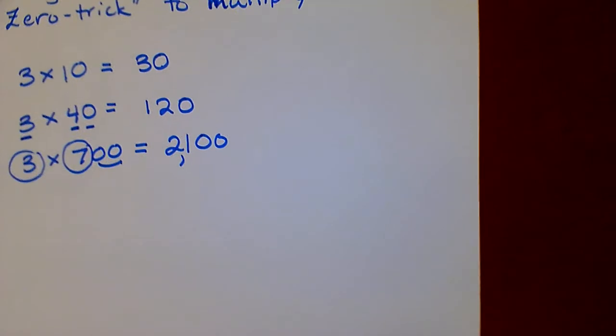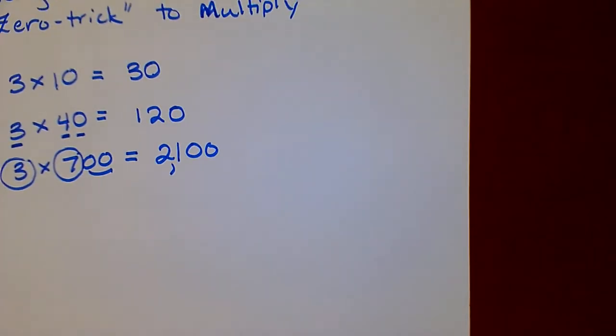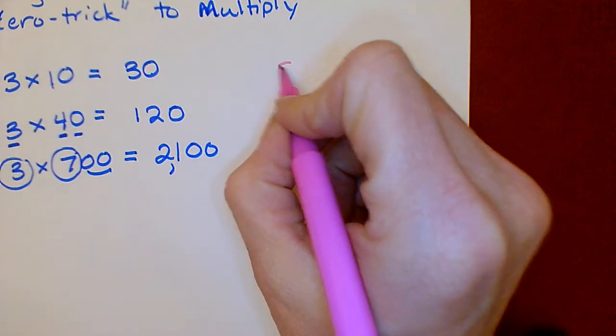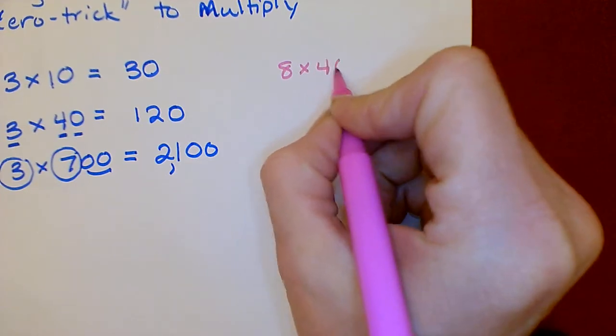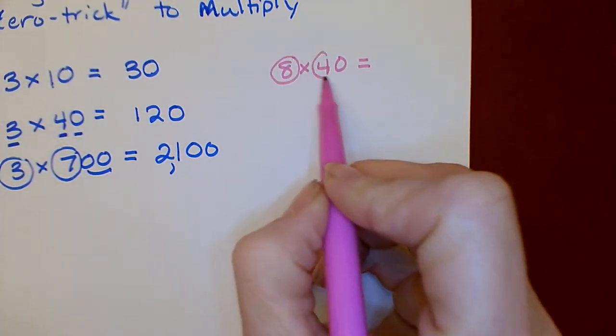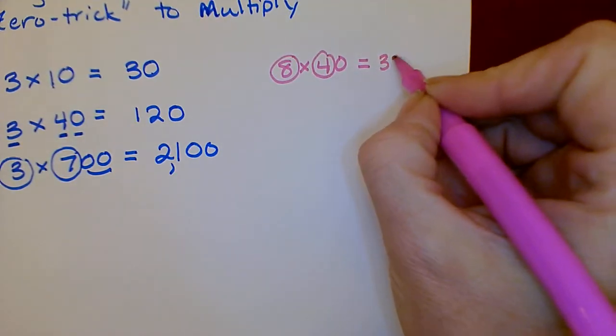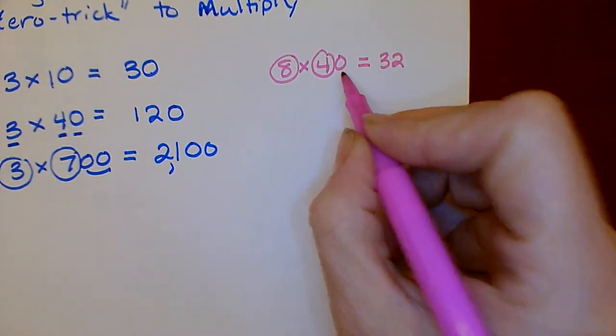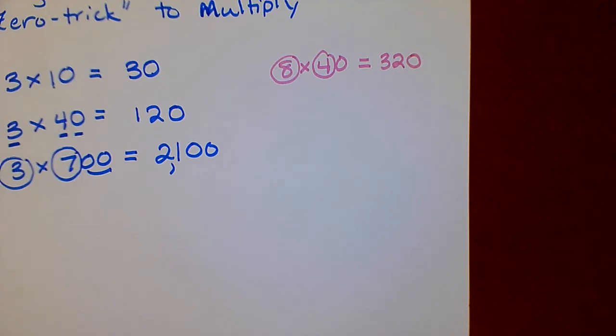So let's change it up and let's use a couple other numbers with this. Let's just do a few more. Let's say that I was doing 8 times 40. Again, I'm going to multiply the 8 and the 4, and I get 32. And then I have 1 zero, so I'm going to add that on.